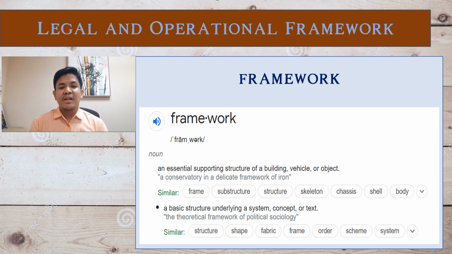Before we do that, we discuss first the legal and operational framework of a post-clearance audit. When we talk about framework, first we should know what framework is. Framework is defined as a basic structure underlying a system, a concept, or text. Applied to this post-clearance audit, it is a basic structure which underlies the post-clearance audit. So when we talk about a legal framework, we are talking about the laws which support or serve as the structure for conducting the post-clearance audit here in the Philippines. That's what legal framework means.